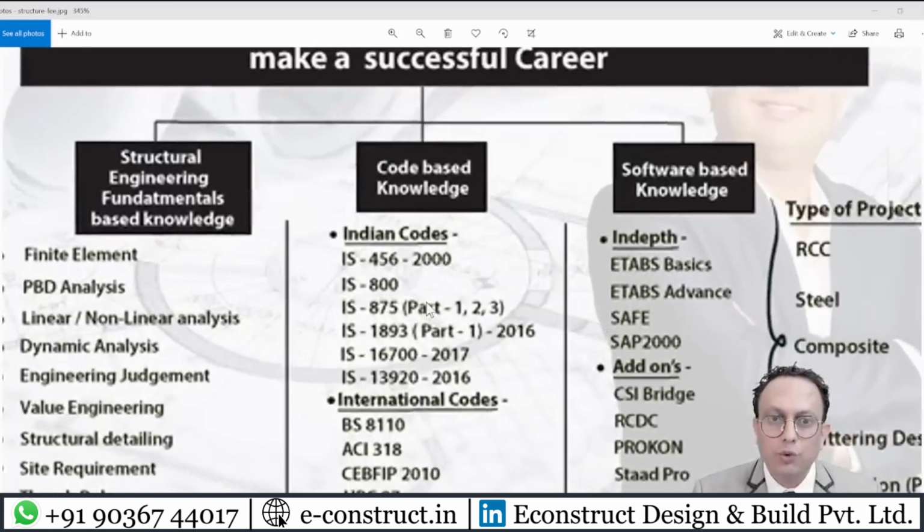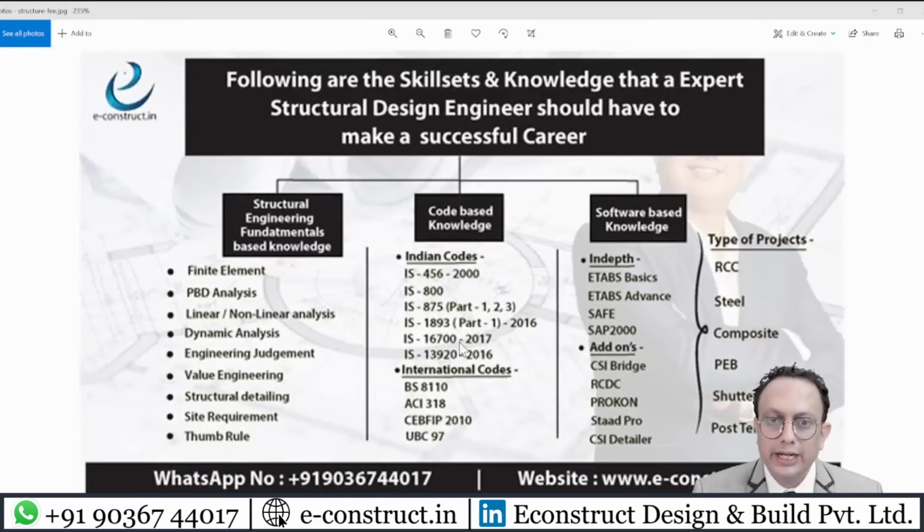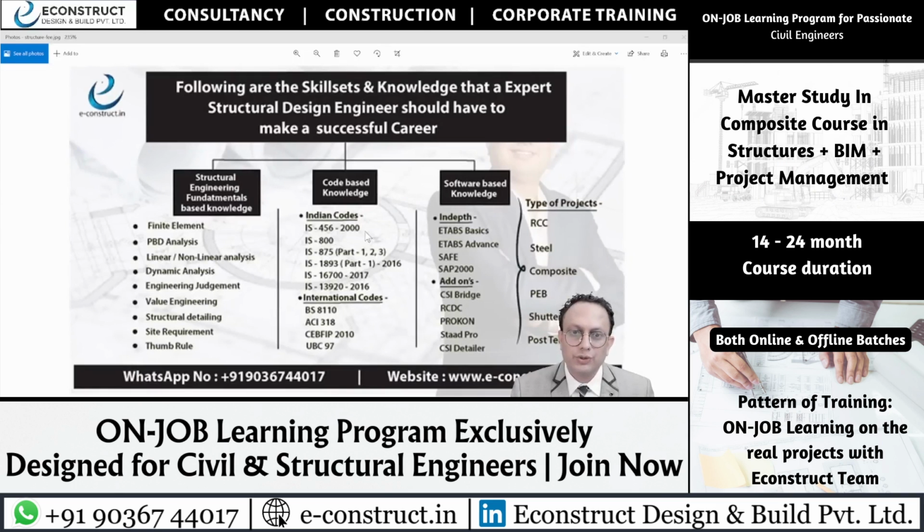Then you will have the code based knowledge. So you will be having the Indian code as well as the international code. So Indian code IS 456, IS 800, IS 875 part 1, part 2, part 3, IS 1893, IS 16700, IS 13920. International codes also will be telling you a few things: BS 8110, ACI 318, BFIP, UBC 97.